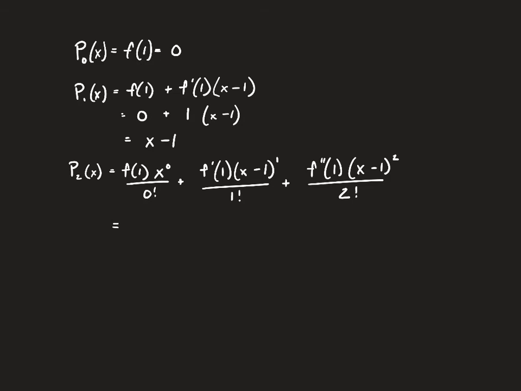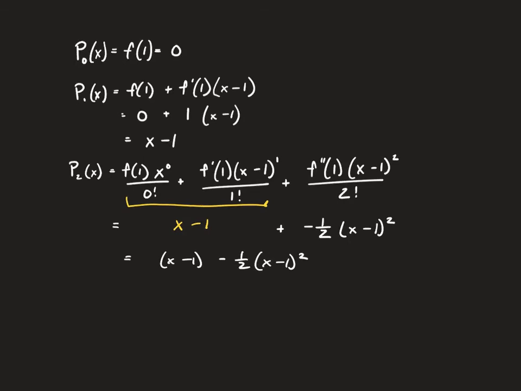Okay, and when I start plugging in the numbers here, I actually already did this part. That part right there is the x minus 1 from the previous problem. So really all I have to do is add on this ending part. And what is that? The 2nd derivative was negative 1 over 2 factorial. So I get negative 1/2 times x minus 1 to the 2nd power. I can consolidate terms and just write it as x minus 1 minus 1/2 times x minus 1 to the 2nd power.